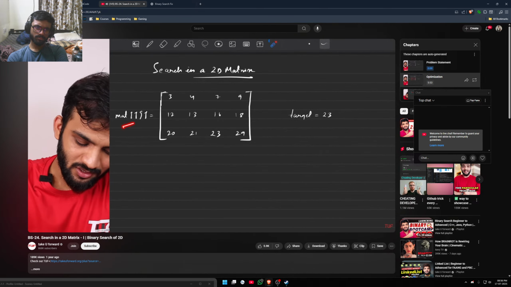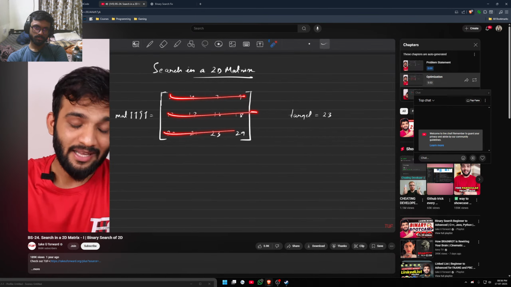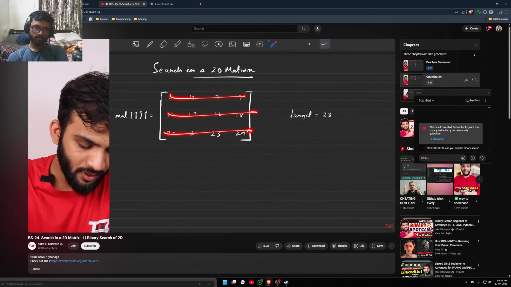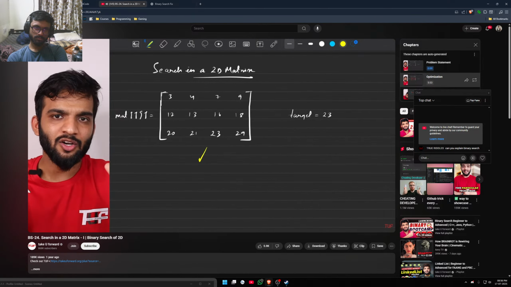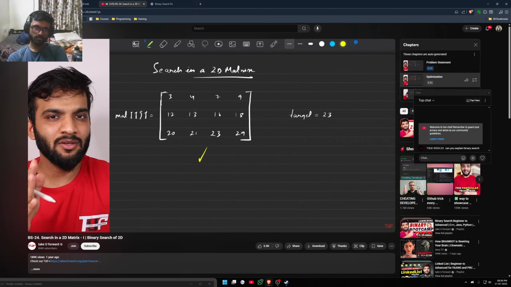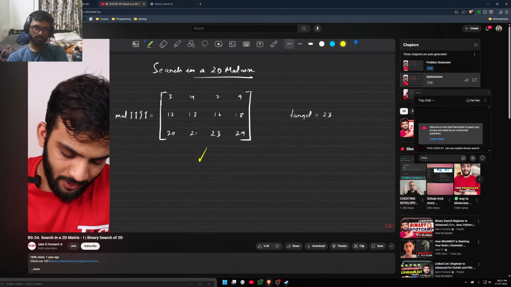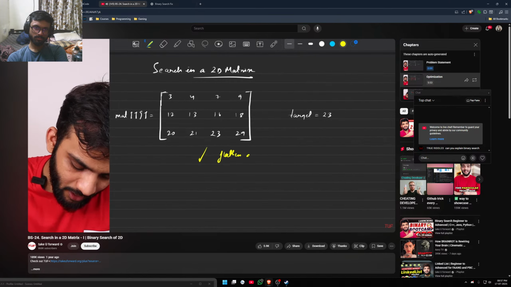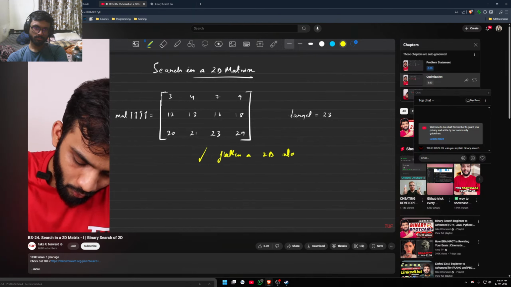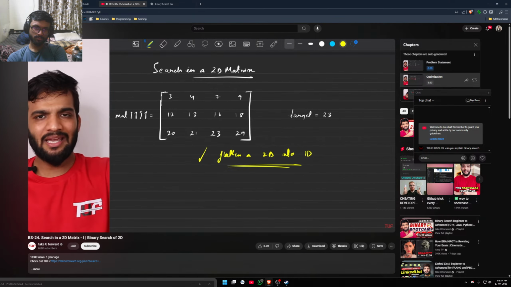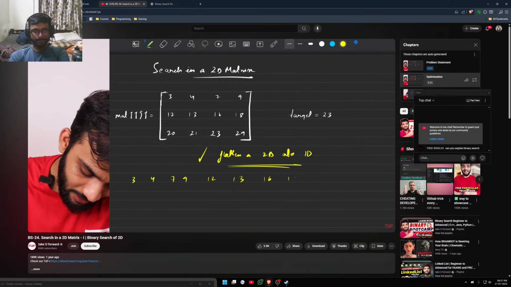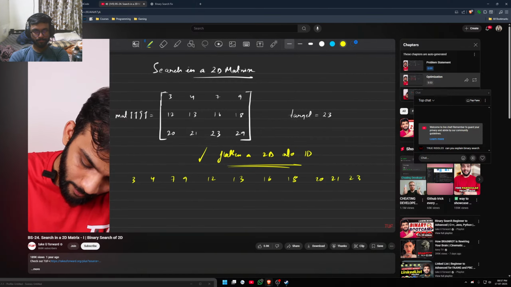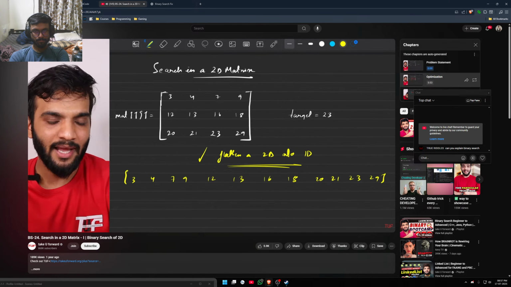If you carefully notice, the entire matrix is sorted in itself. If I hypothetically, not in the real world, try to flatten this matrix, flatten a 2D into a 1D array, I'll just do it in my head. Will it look something like this? 3, 4, 7, 9, 12, 13, 16, 18, 20, 21, 23, 29. Yes, it does look like that.